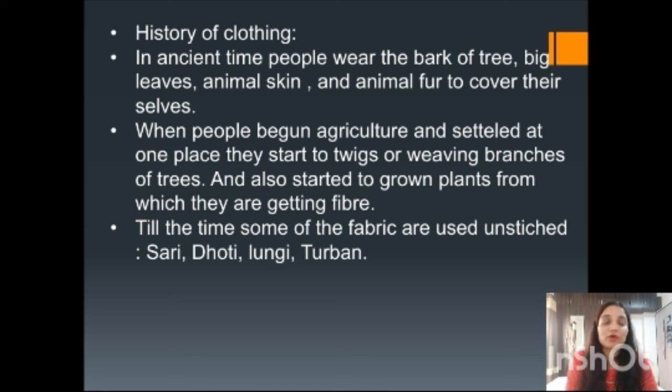But in the second stage, as they came to know agriculture practices, they developed all the practices, and they started making knots in the branches of the trees. Until that time, some of the fabrics were used unstitched, that is sari, dhoti, lungi, and turban. These are the materials or fabrics which are used directly, unstitched.